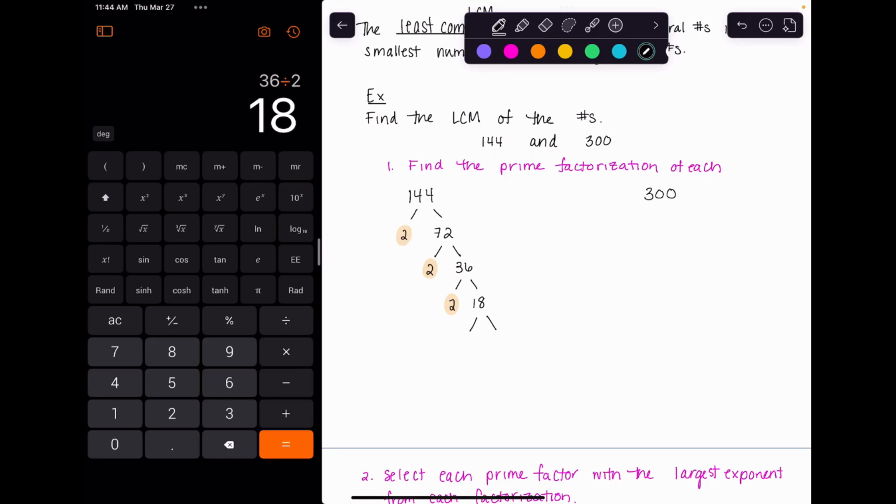Keep going. It's divisible by 2 again. And that leaves me with 9. And then at this point, 9 can be broken down as 3 times 3. So those are both prime numbers. So my number 144 is a product of 2's and 3's. I have 4 2's and 2 3's. Okay.